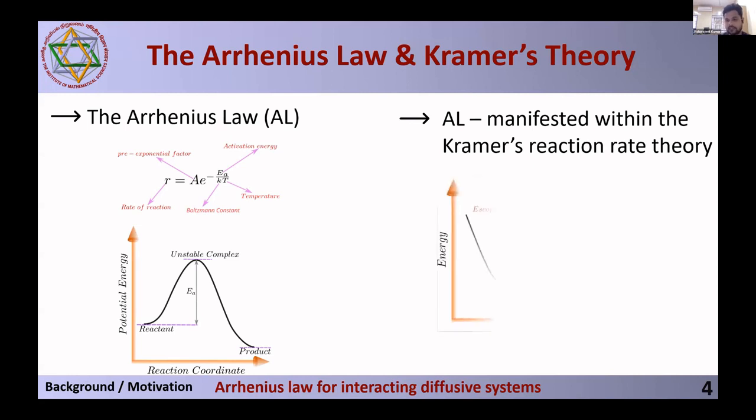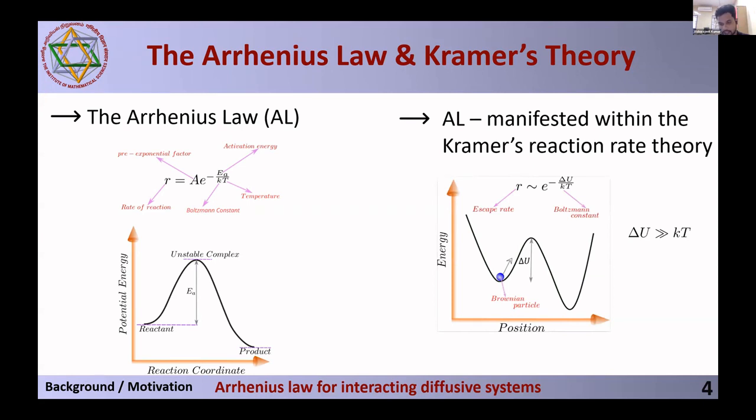Here he considers the following. Consider a Brownian particle trapped in a metastable state of a potential landscape, and it has to overcome a barrier of height ΔU in order to go to another metastable state of the potential landscape. When the height of the potential barrier in front of the Brownian particle is much greater than the thermal energy available to the particle, Kramers showed that the escape rate is given by this particular formula. One can at once see the striking similarity between the Arrhenius law and Kramers' escape rate formula. In what follows, I will interchangeably use the words Arrhenius law and Kramers' escape rate formula.